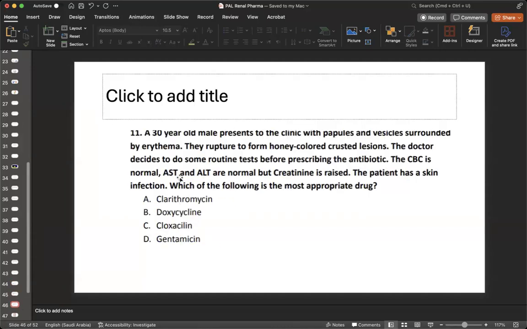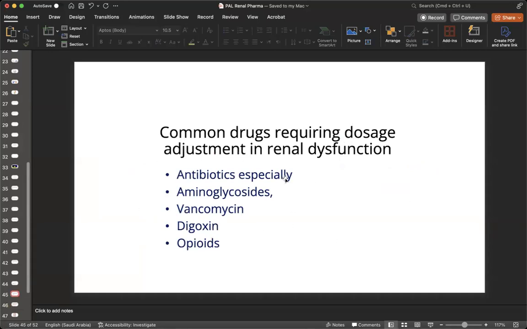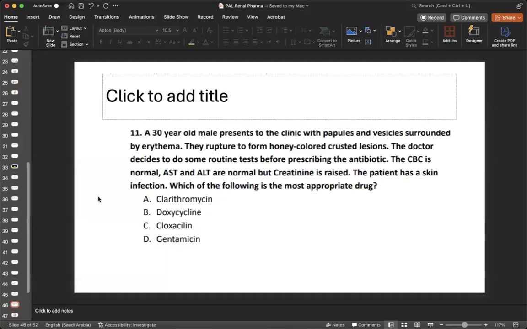So yeah, that's it. These are some extremely important drugs you want to remember that are cleared by the kidneys: aminoglycosides, vancomycin, digoxin, opioids, antibiotics. And not all of them, of course.